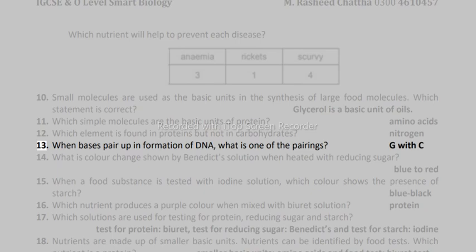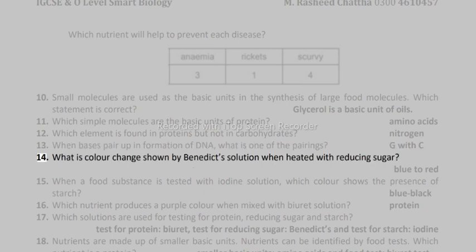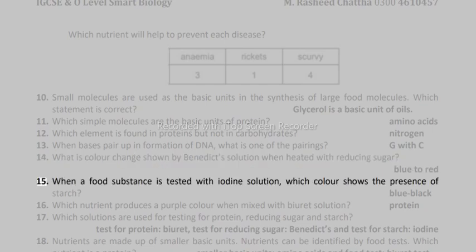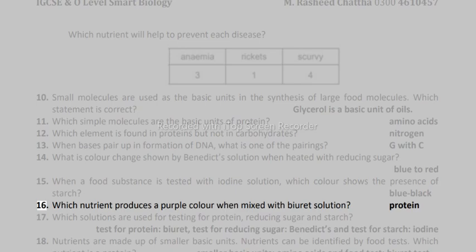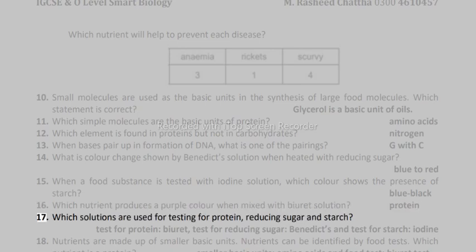Nitrogen. 13. When bases pair up in formation of DNA, what is one of the pairings? G with C. 14. What color change is shown by Benedict's solution when heated with reducing sugar? Blue to red. 15. When a food substance is tested with iodine solution, which color shows the presence of starch? Blue-black. 16. Which nutrient produces a purple color when mixed with biuret solution? Protein.